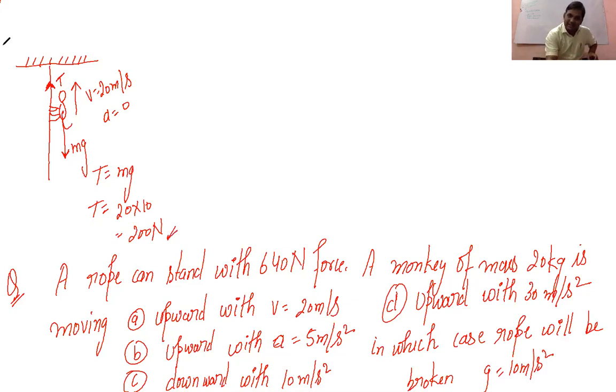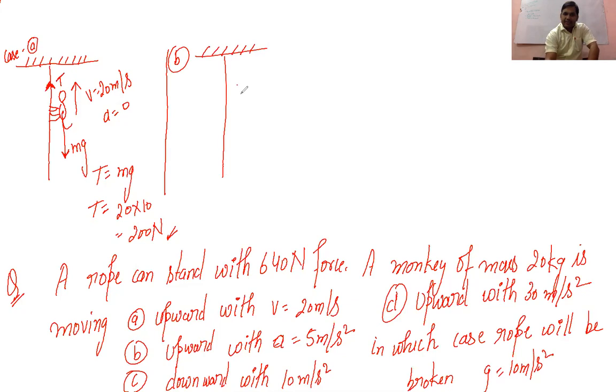This is case 1, case A you can say. इसमें क्या रस्सी टूटेगी क्या? नहीं टूटेगी. No, sir. Coming to the another part, that is B, you can see here. अब यहाँ पे बच्चे फिर से ये जो मंकी है हमारा, ये एक्सेलरेट कर रहा है, और एक्सेलरेशन is your 5 मीटर पर सेकेंड स्क्वायर.